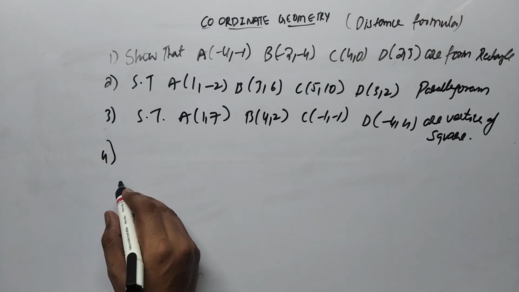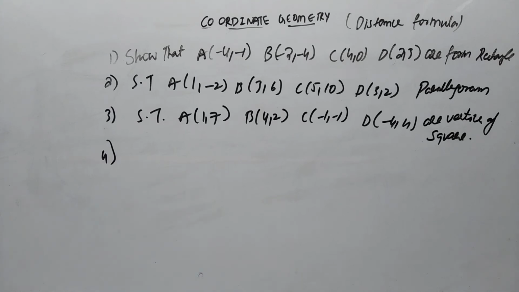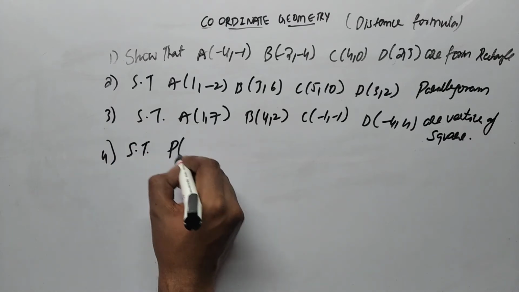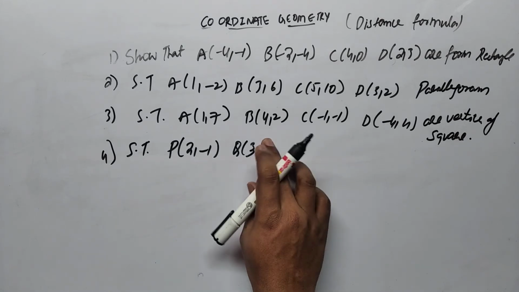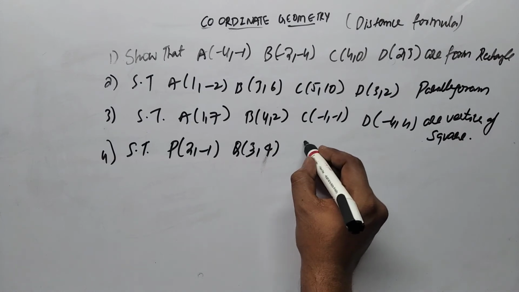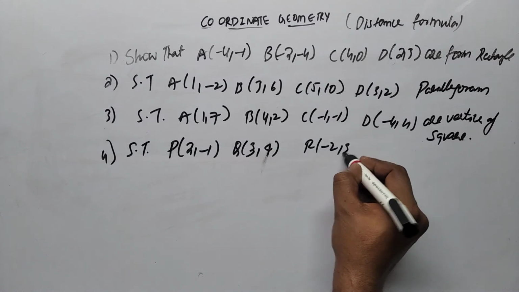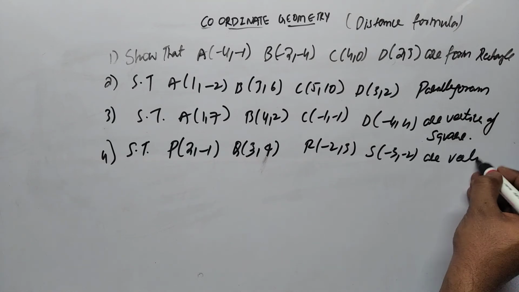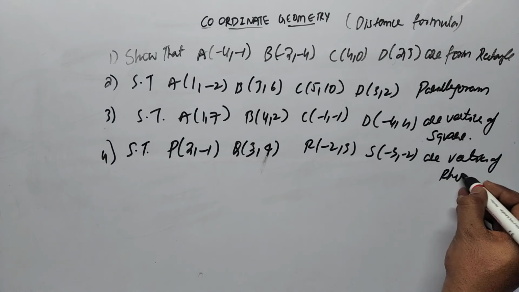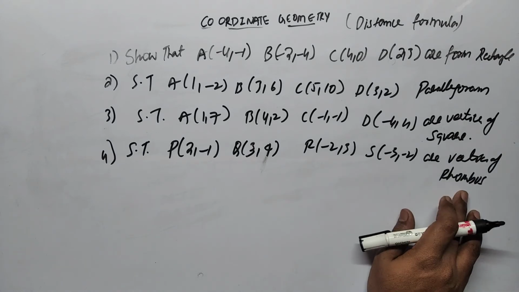Okay, so you need to prove that the given 4 points form a rhombus. Let me find some questions. The points are, you need to show that P (2, -1), Q (3, 4), R (-2, 3), and S (-3, -2) are the vertices of a rhombus. I just explained the condition of a rhombus.